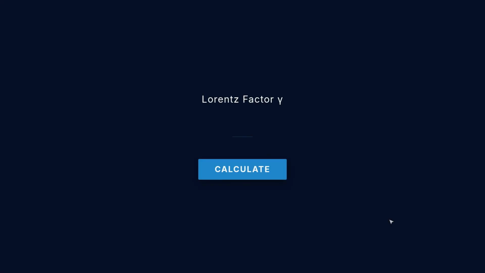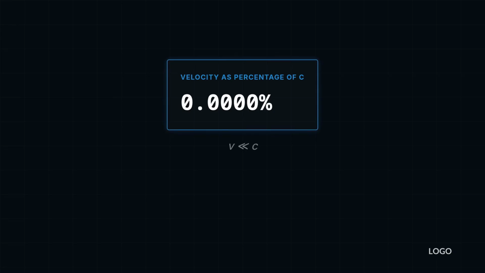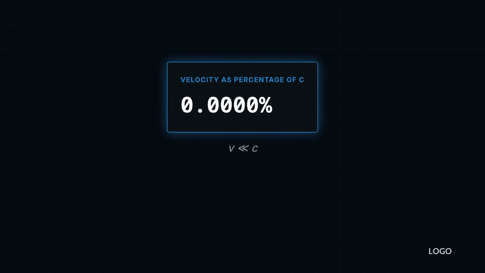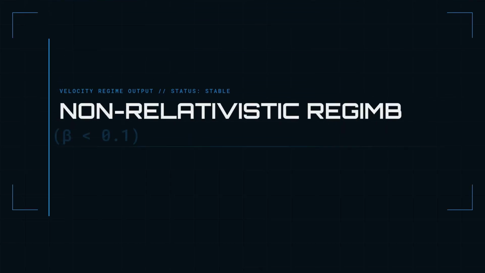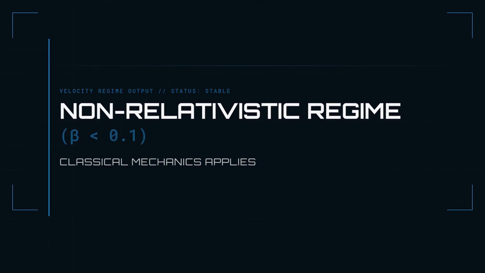After clicking calculate, the Lorentz factor gamma equals 1,000,000, which means essentially no relativistic effects. The velocity percentage of c shows 0.000%, confirming our velocity is negligible compared to light speed. The velocity regime output states non-relativistic regime, beta less than 0.1, classical mechanics applies. This tells us that at such low velocities, we can safely use Newtonian physics without relativistic corrections.